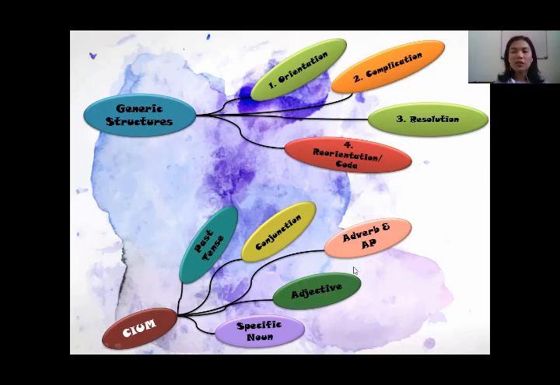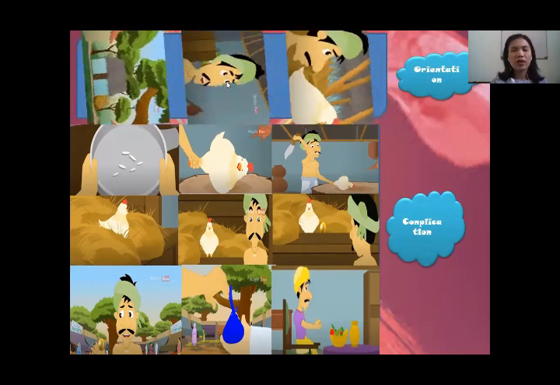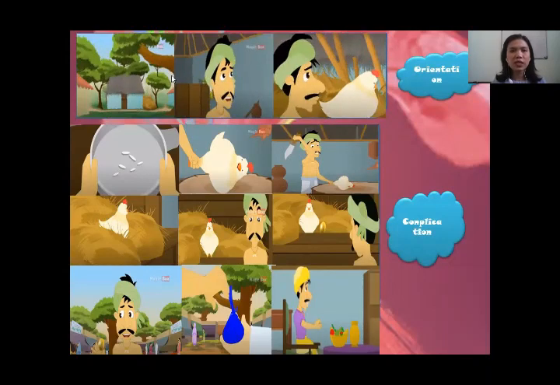Okay, now we are going to the examples. After you have learned about the definition, function, generic structures, and lexicogrammatical features, now we are going to the example. How do you put them all into examples? So let's find it. Okay, here it is. The first one is orientation. So I will explain about it based on the generic structures. We will start from the first one, orientation. In orientation, you may see these types of pictures. Okay, these are the pictures for orientation.